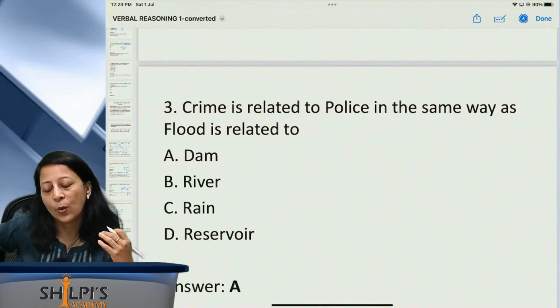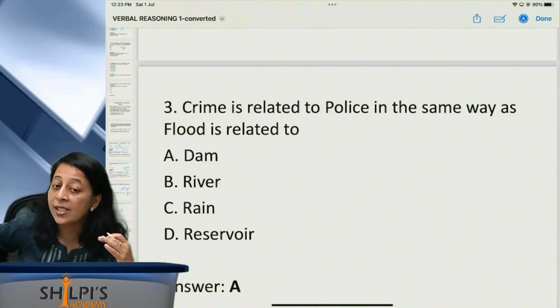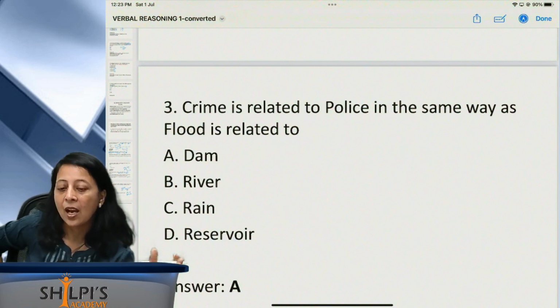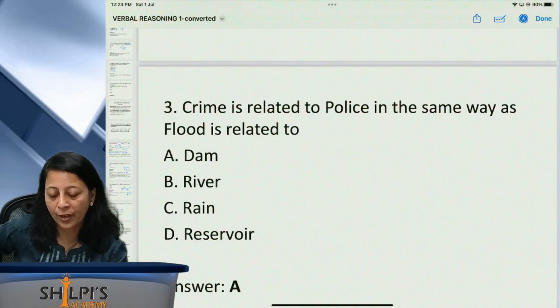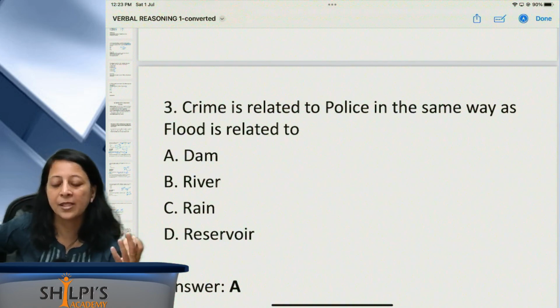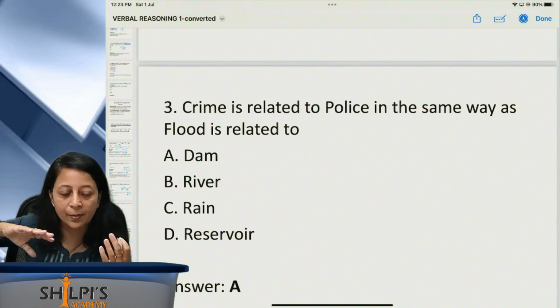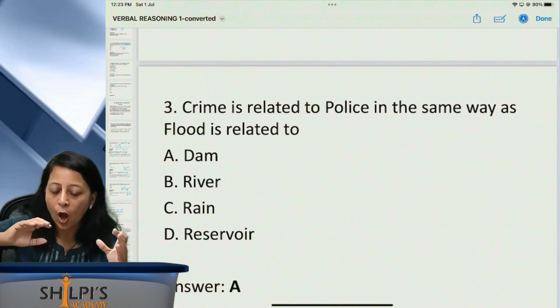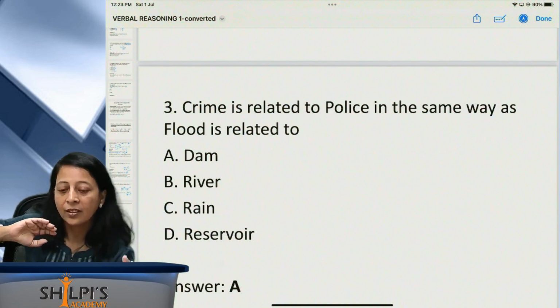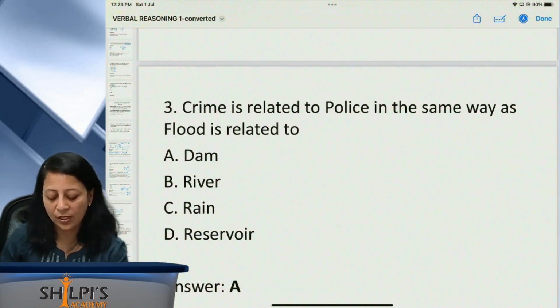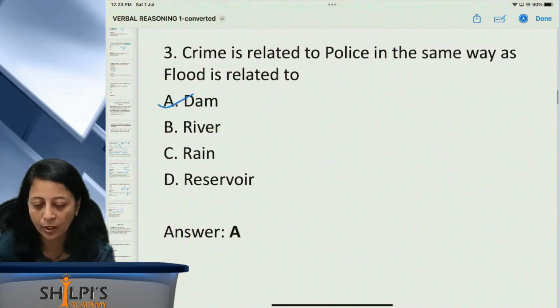If any crime happens, the police arrest the crime, or they see to it that the crime doesn't happen. Likewise, when there is too much flood, it is arrested in the dam, meaning the excess water from the flood is stored in the dam, or you can say that the flood is being controlled by the dam. So the answer in both cases is dam.